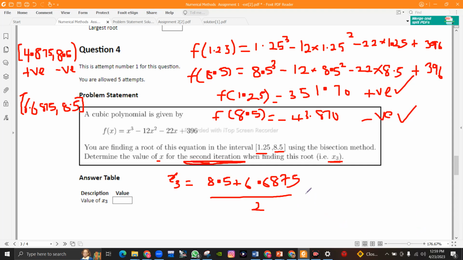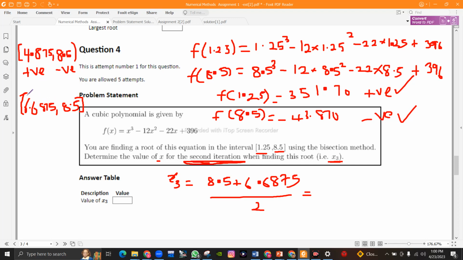I made a mistake in the calculation in the notes. So this is what is meant to be. It's between this and this, not this and the previous one, because this is positive also. It can't be between the two positive numbers. It's between the one positive and one negative. So in the notes, I made a mistake.